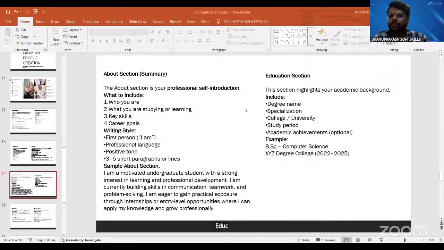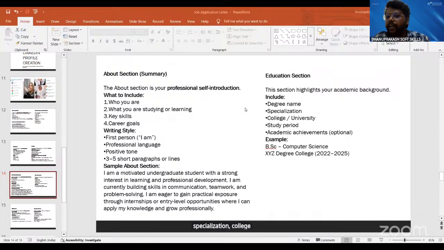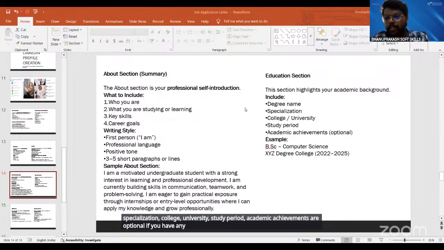Education section. This section highlights your academic background. So simply, the same way we are going to add the education section in the resume, the same thing you need to add here: degree name, specialization, college, university, study period. Academic achievements are optional. If you have any achievements in academics, you can add them here itself, or else you can add them somewhere else, as I'm going to show you that as well.